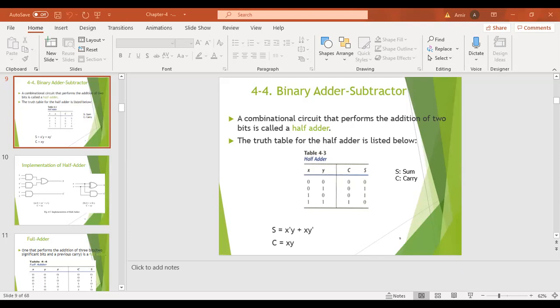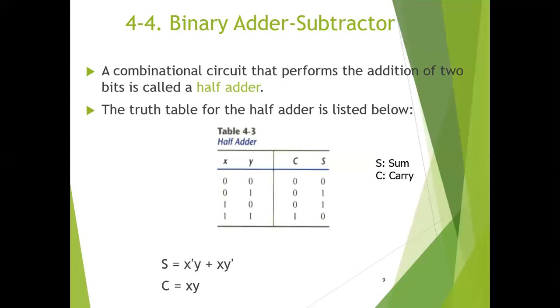When the number of bits is increased, the circuit that performs the addition of three bits, two significant bits and a previous carry, will be a full adder circuit. The names of the circuits come from the fact that two half adders can be employed to implement a full adder circuit, and a binary adder-subtractor is a combinational circuit which will perform the arithmetic operations of addition and subtraction with binary numbers.